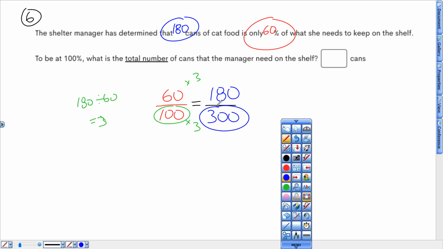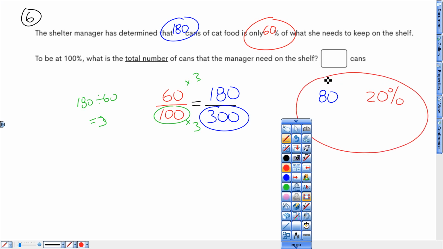All right, another extra problem. I want you to do a problem where you have 80 cans representing only 20% of the whole. Here's another extra problem for those of you listening. 80 cans represent only 20% of what you want. Find out the total that you're needing there.